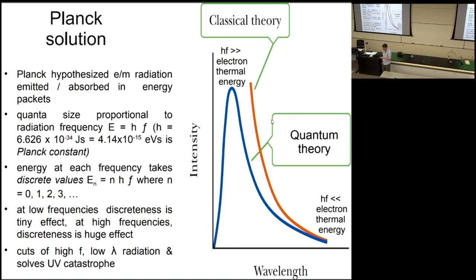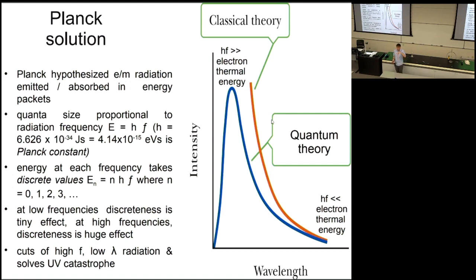At low frequencies, so let's take low frequencies as one extreme. Low frequencies is long wavelengths. At low frequencies, long wavelengths, classical theory was successful. The energy packets are tiny, very, very small. They're minuscule. And so the fact that energy comes in packets at low frequencies, long wavelengths, is immaterial. There are packets, it's not continuous, but it's essentially continuous, and so it matches classical theory.